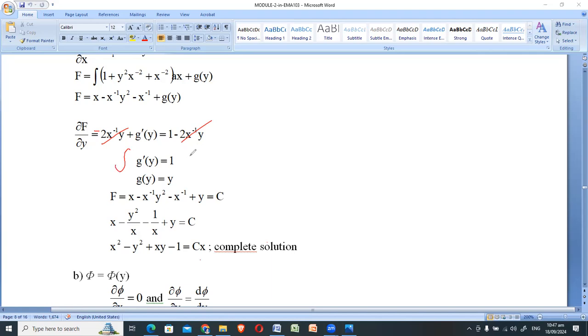When you integrate it with respect to y, you'll have the answer as y. Now, this is your g of y, which will be substituted here. So now it's x minus x raised to negative 1 y squared minus x raised to negative 1 plus y. The g of y is y here, and it's equal to c. Now, the solution of your DE is actually already this one, the f. But when you write it, don't write the f.